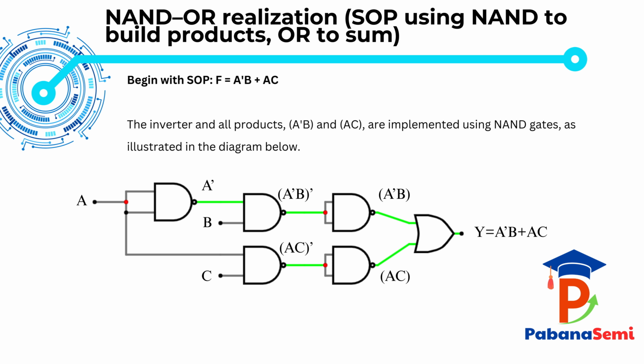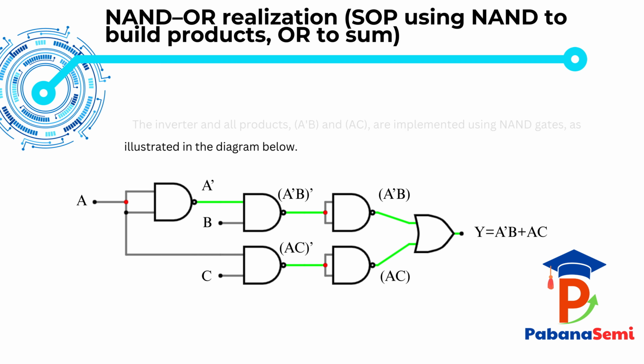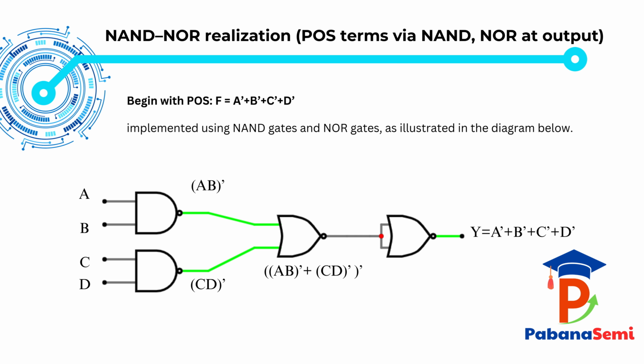So, this diagram shows a practical method. NAND gates create inversion and product terms. Extra NAND inverters recover the true products, and the final OR gate combines the terms. Now let's understand a NAND-NOR realization, where we use NAND gates to generate intermediate terms and a NOR gate at the output to complete the function.